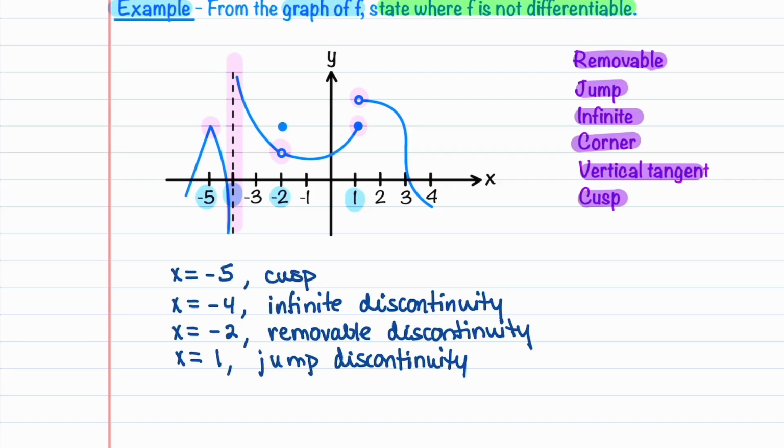And then we have one more point to look at, and that is where x is equal to 3. And notice on our graph that we have a vertical tangent at that point. So at x is equal to 3, our function is continuous, but the derivative is not differentiable. So we can say that we have a vertical tangent there. And that is why our function is not differentiable.